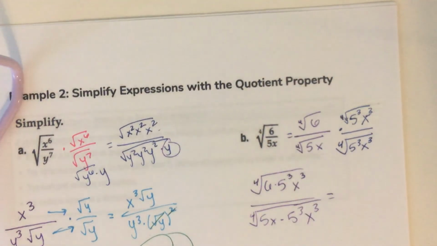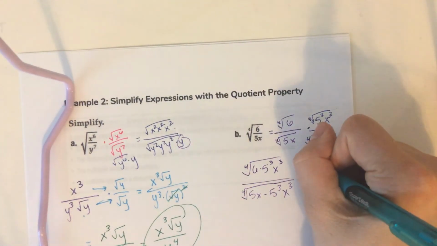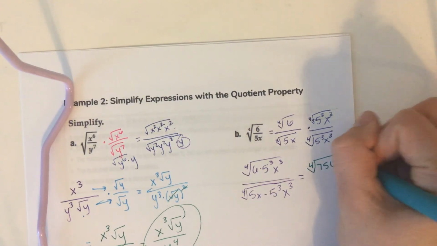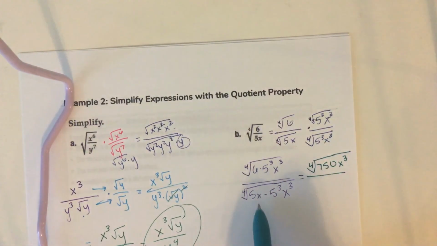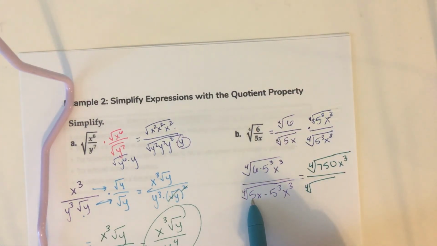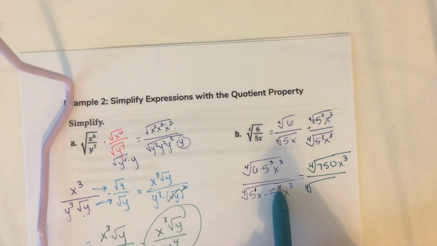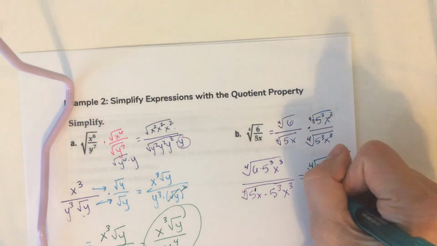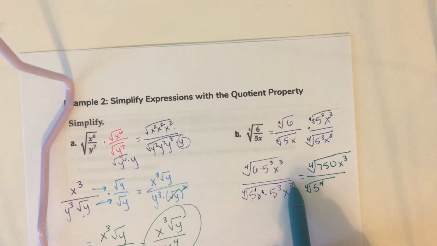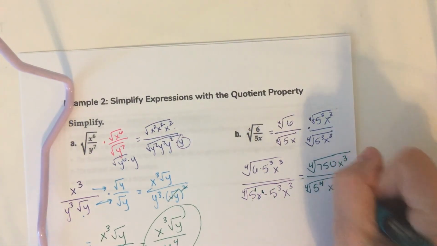So I have the 4th root of 750 times x cubed. It's actually going to end up staying like that for a while. And down here, I still have the 4th root of, well, I'm going to break this down a little weird to get my groups of 4. I have 5 raised to the 1st power times 5 raised to the 3rd power. Since the bases are the same, I can add the exponents and get 5 to the 4th. And then since I have x to the 1st power times x to the 3rd power, again, I can add the exponents to have x to the 4th.